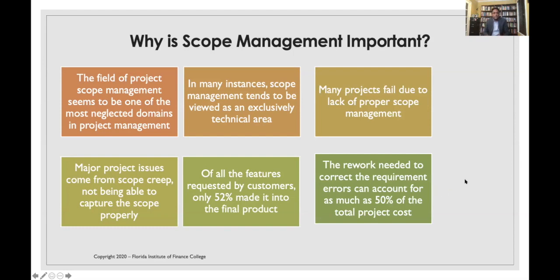Now, the last piece is that the rework needed to correct requirements errors can account for as much as 50% of the total project cost, which is what we call the cost of change.